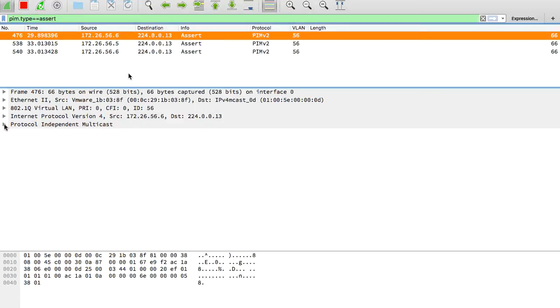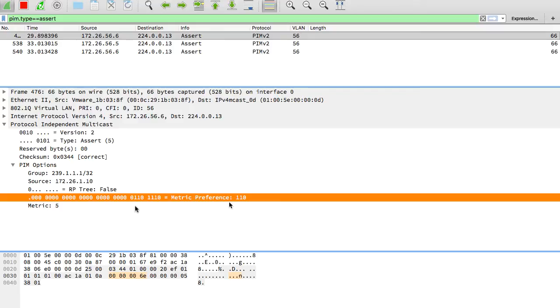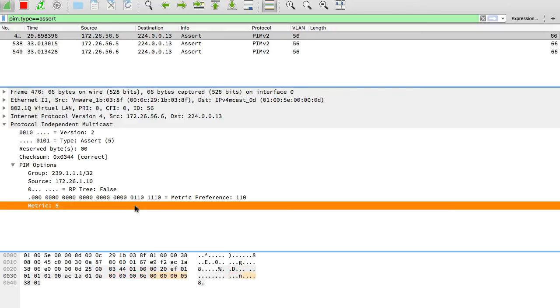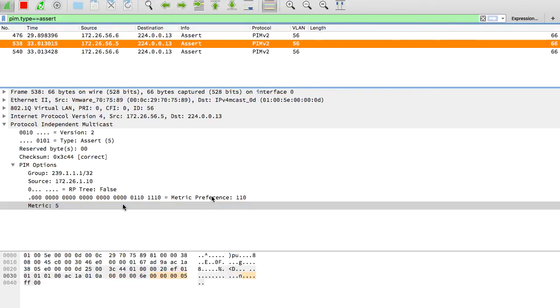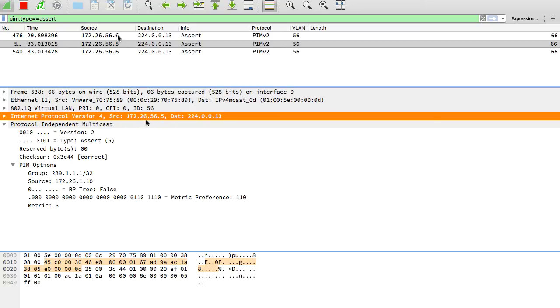So here we go. R6 sent a message to R5. And if you look at the PIM option, here is the metric preference. So metric preference of 110 and a metric of 5. So that is what R6 is telling R5: I have a metric preference of 110, administrative distance, and a metric of 5. What is R5 saying to R6? Well, metric preference of 110, metric of 5. So that means the tiebreaker here is going to be up in the header. 172.26.56.5 versus 56.6, and that means 6 won the assertion.